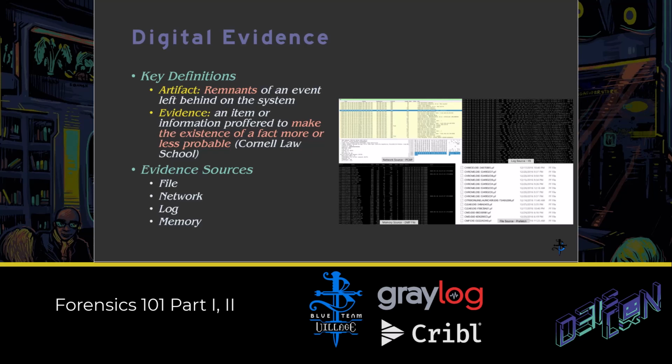So NIST defines an artifact as a piece of evidence. But to deconstruct this more, the artifact is the remnants of an event that's left behind. At the scene of a crime, it might be a piece of cloth, whereas here it would be a file that was executed. That would be considered an artifact. And then the evidence is what is used to prove the existence of the fact. And there are various sources.